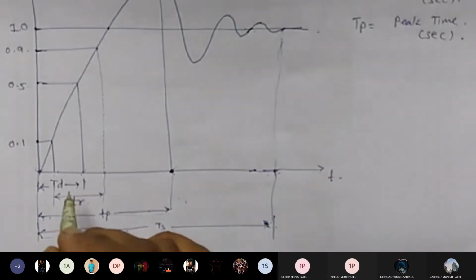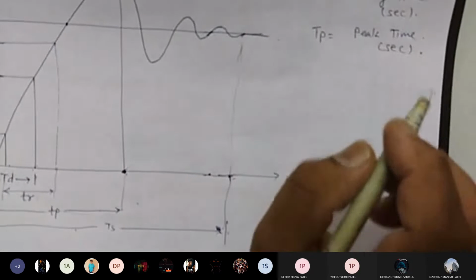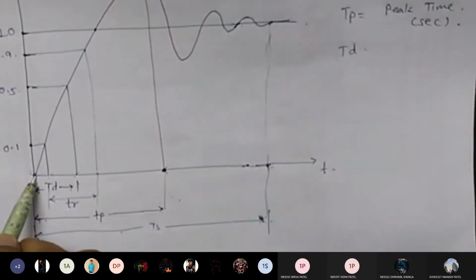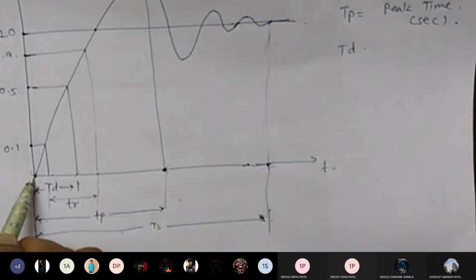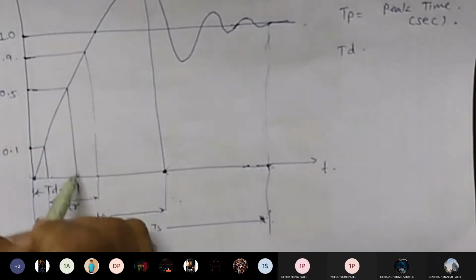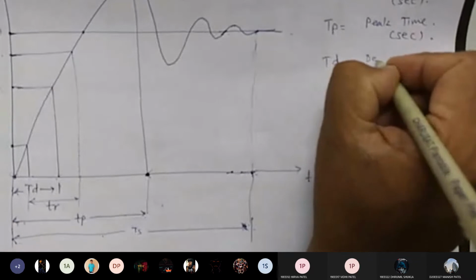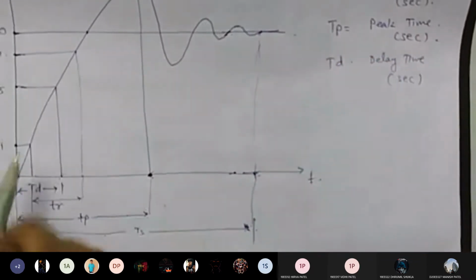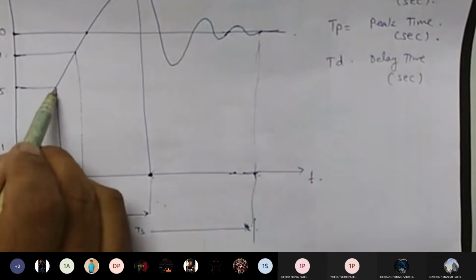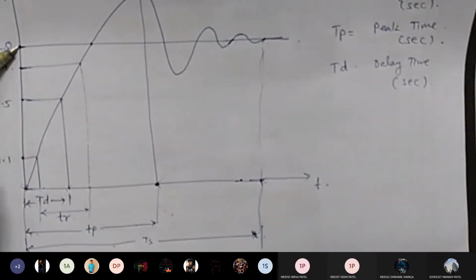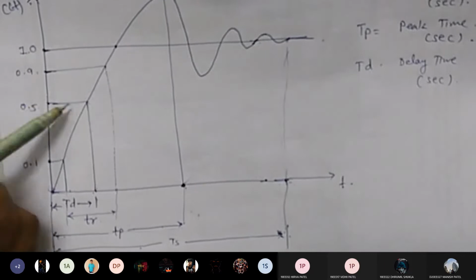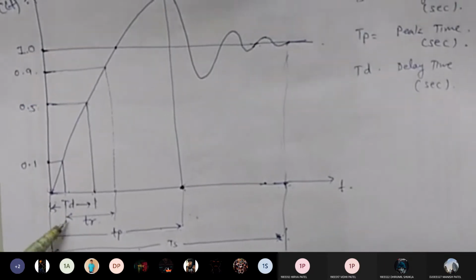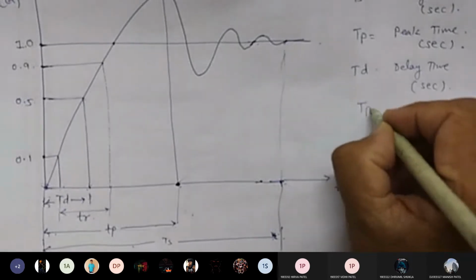Third is your TD. TD is the time required for the output to reach from 0 to 50%. It is nothing but your delay time, again in seconds. From here to here, the total is your 100%. The time it took to reach 50 out of 100, what is that called? TD.